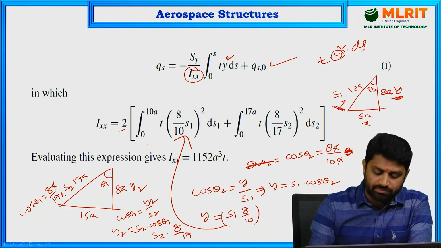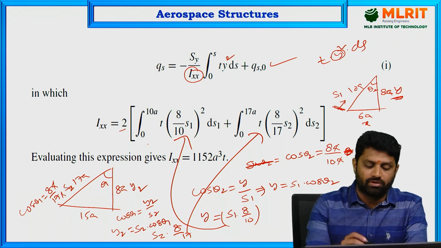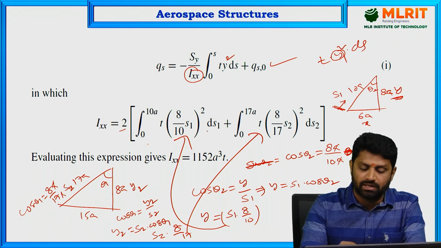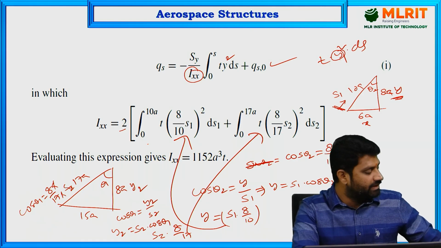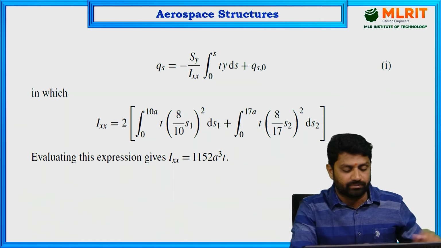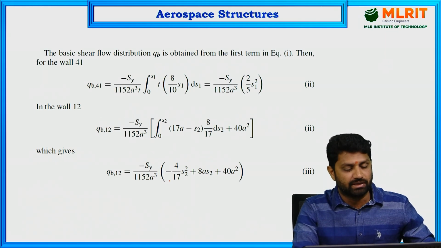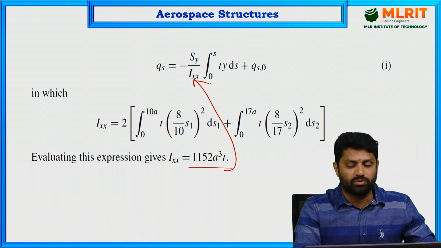So that you have to substitute over here. For y1, y1 squared, you can substitute 8 by 10 s1, and for y2 you can substitute 8 by 17 s2, and you integrate between the limits 0 to 10a and 0 to 17a. You are going to get Ix6 equals 1152 a cube t. Once you get this Ix6, substitute it in the formula for qs in equation 1.